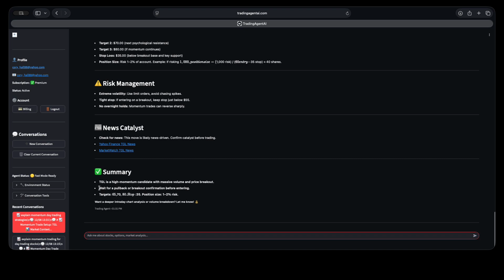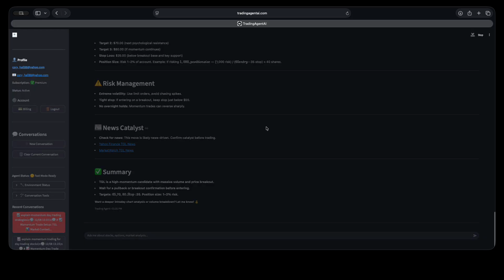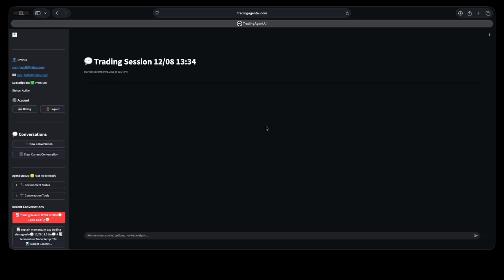And so that goes over momentum trading, and that's our first strategy. Our second strategy, and I'm just going to open up a new conversation here, is breakout trading. So I'm going to do the same thing: explain breakout trading strategies.